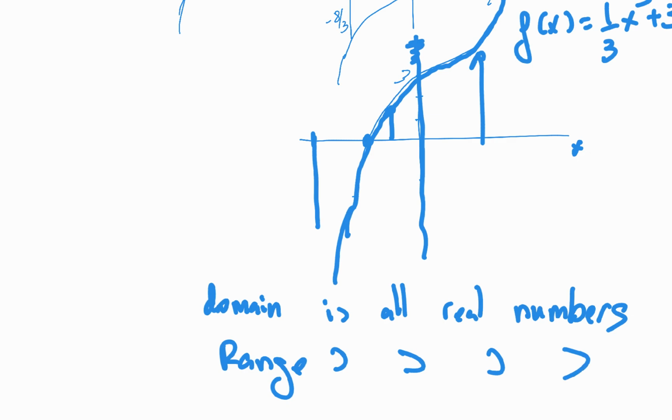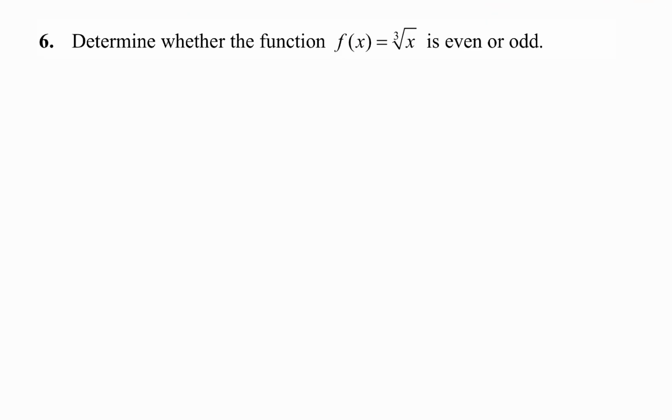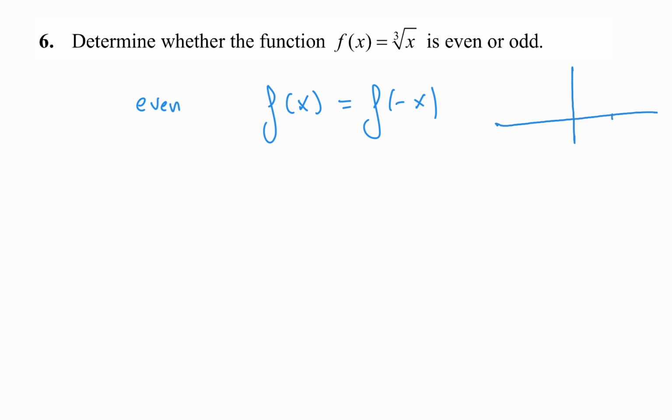Let's go to the next problem. Determine whether the function f of x equals the cubic root of x is even or odd. A function is even when f of x is equal to f of minus x. What it means is that there is a symmetry through the y-axis. So this is the x, so the point minus x is on the other side, and the value of the function is the same one. f of x equals f of minus x.